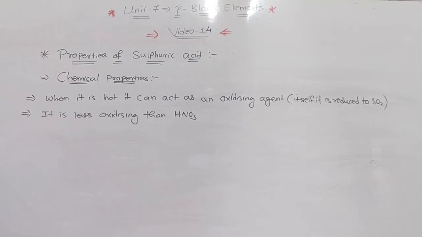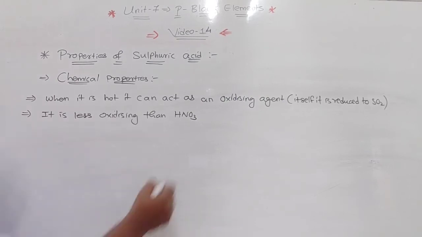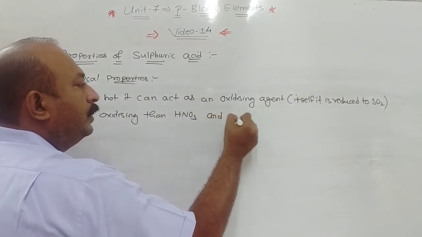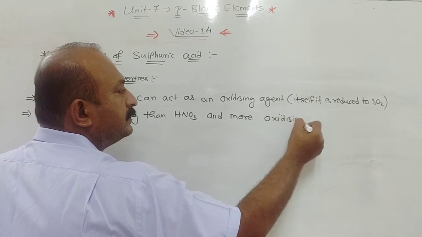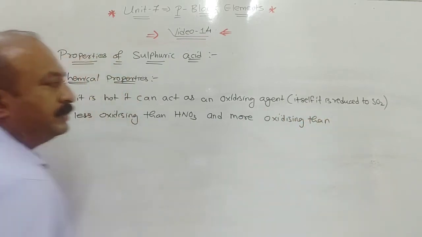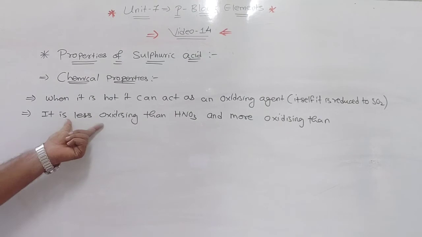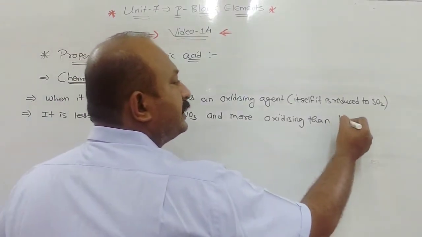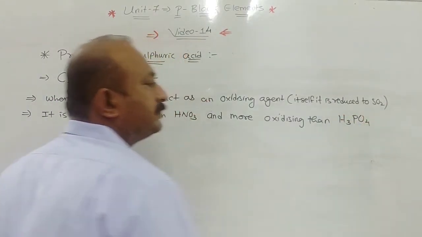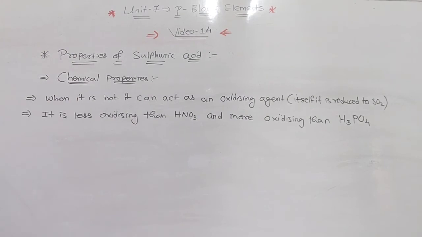Understood? HNO3 and more oxidizing than. So remember this, this one is asked for MCQ. It is less oxidizing than HNO3 and more oxidizing than H3PO4, phosphoric acid, what we say. Understood? So remember this part. Now this we have already discussed in oxoacids of phosphorus, if you remember.